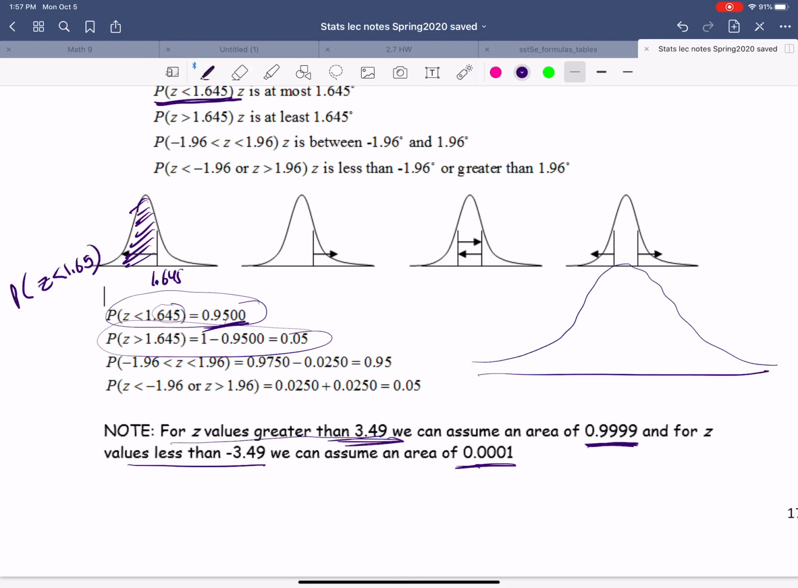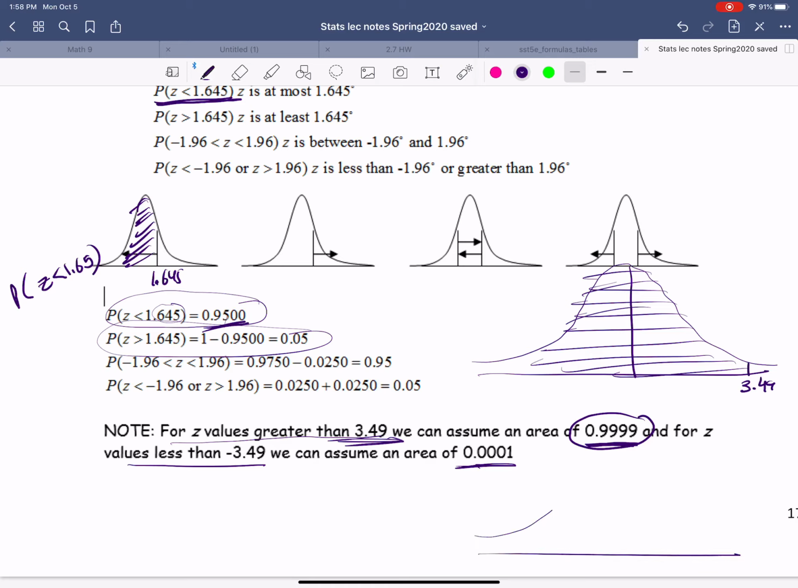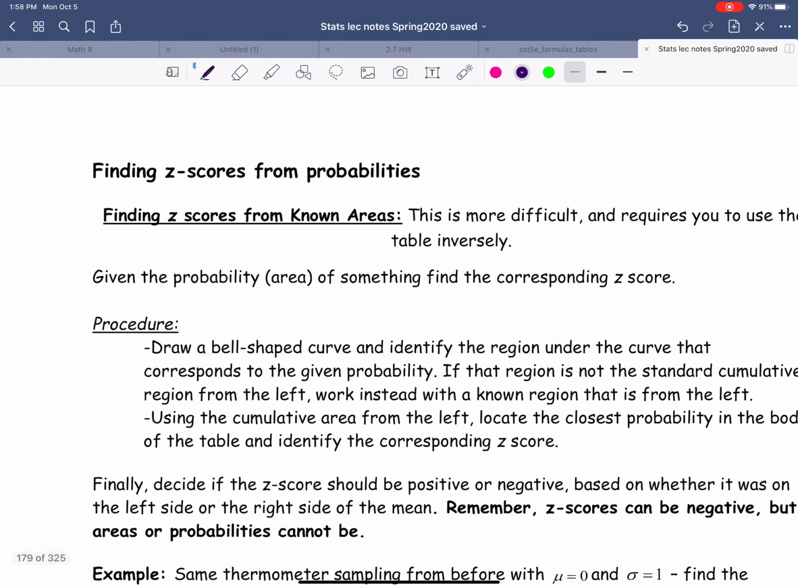Because we already said that within 3 standard deviations, you have 99.7% of the area. So all this area would be almost all of the area, which we're going to say 99.99%. And if we are looking to the left of negative 3.49, it's almost 0% area to the left of it, because most of my data values lie within 3 standard deviations. To the left of negative 3 and to the right of positive 3, I almost have 0% area.